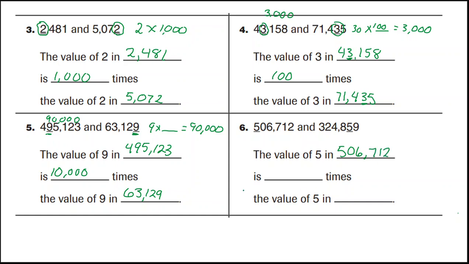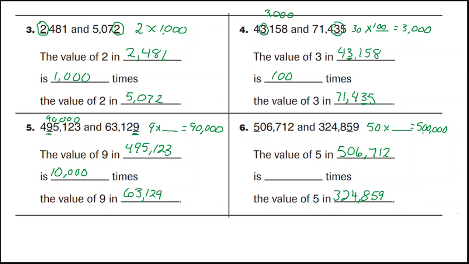506,712. Okay, is how many times bigger than the 5 right here, which is a 50, right? So that's 324,859. All right. Well, this one right here is worth 50, right? So 50 times what? And this one over here is worth 500,000. So 50 times what equals 500,000? Because this 5 is worth 500,000 and this one's only worth 50.